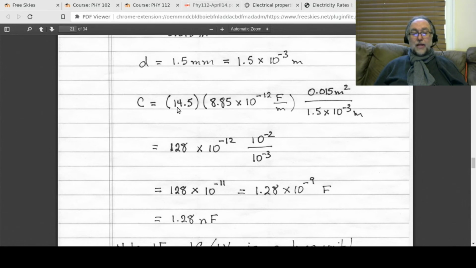And so here we go. We've got that C is equal to K, which is 14.5, times that mysterious epsilon naught, 8.85 times 10 to the minus 12 farads per meter, times the area of the plates, 0.015 meters squared, divided by the distance between the two plates, 1.5 times 10 to the minus 3 meters. Notice a meter squared on top, a meter on the bottom. That'll cancel that meter there, leaving just farad as the unit.